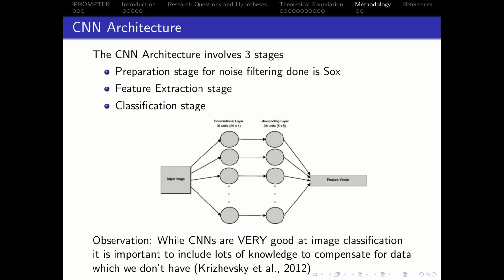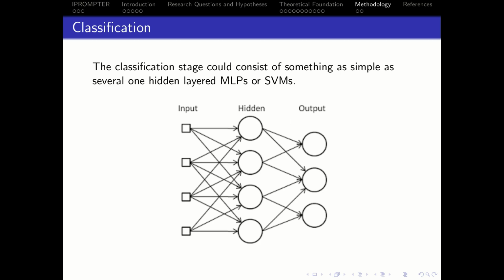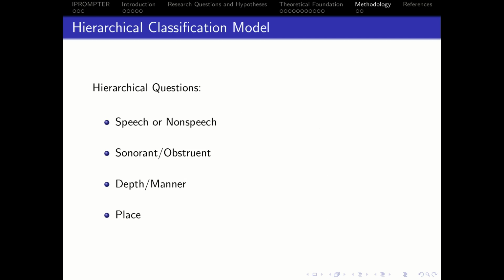I'm not going to go into what a CNN is, or not even too much into the architecture of that, but I do want to get a little bit to the hierarchical questions that I have here, which is whether it is speech or non-speech, a sonorant or an obstruent, depth, manner, and place. I use this to divide the classes a little bit so that the SVM is able to focus on smaller problems instead of one big problem, and that helps in the classification.